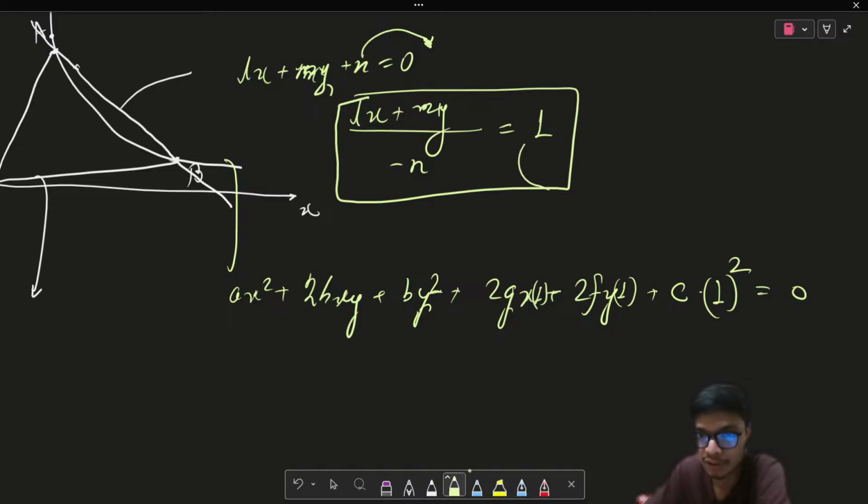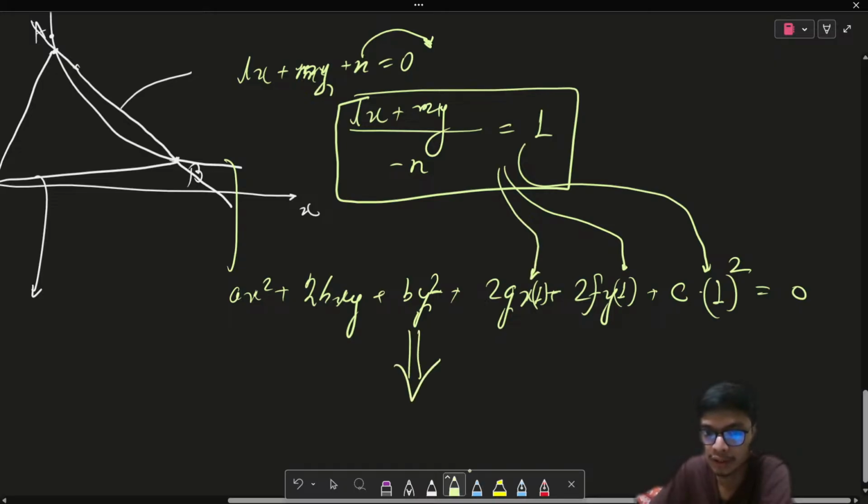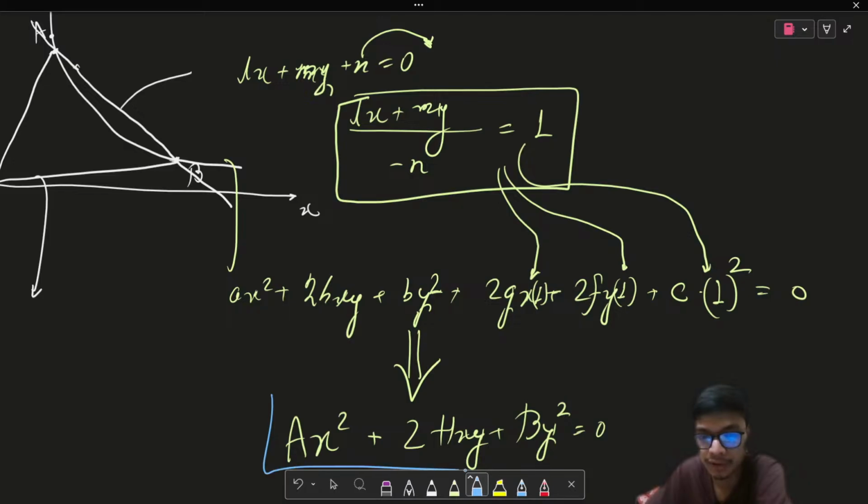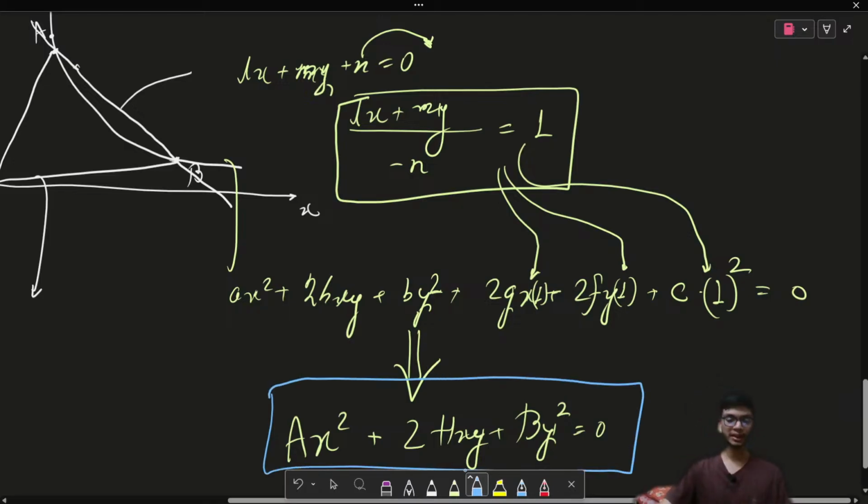Now I'm just going to put back this value of 1 in the following equation, and this will give me the equation modified as ax square plus 2Hxy plus by square equals 0, right? So I will get this as my modified equation of the curve, right? And now this modified equation of the curve is nothing but the pair of straight lines equation.